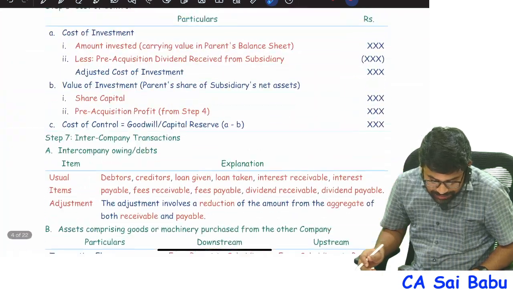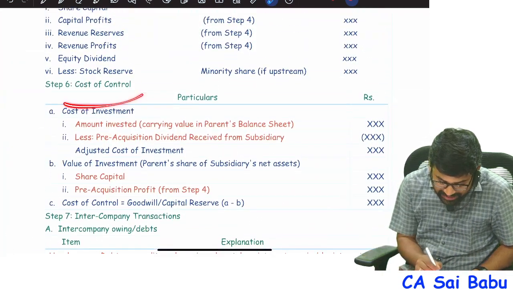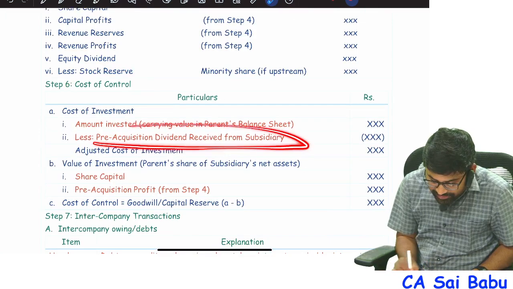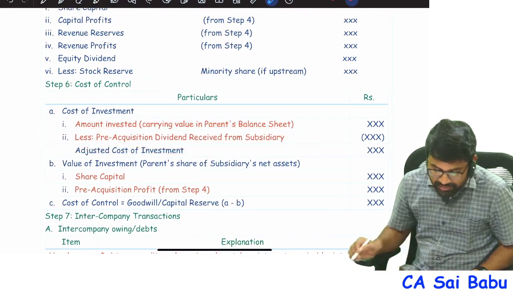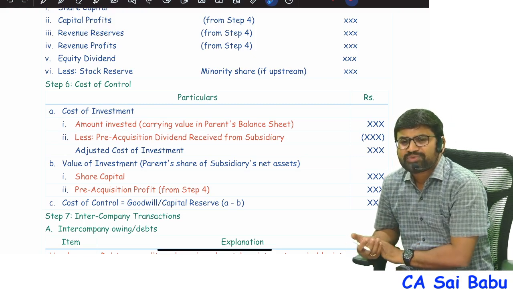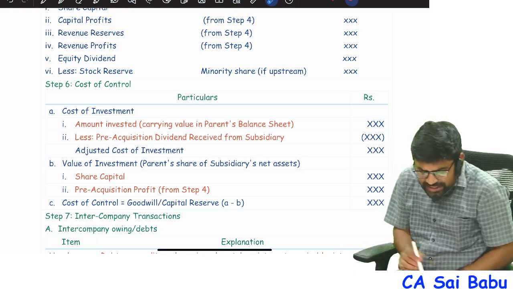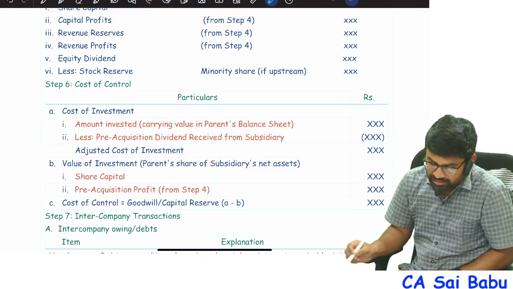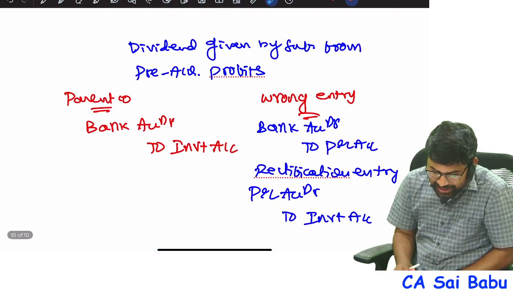And you go to step number 6, sir. Step number 6, you see. Pre-acquisition dividend we reduced it from amount invested. Why is pre-acquisition dividend reduced? Because pre-acquisition dividend is what? Capital profit. It is adjusted to cost of investment. So you understand this treatment?